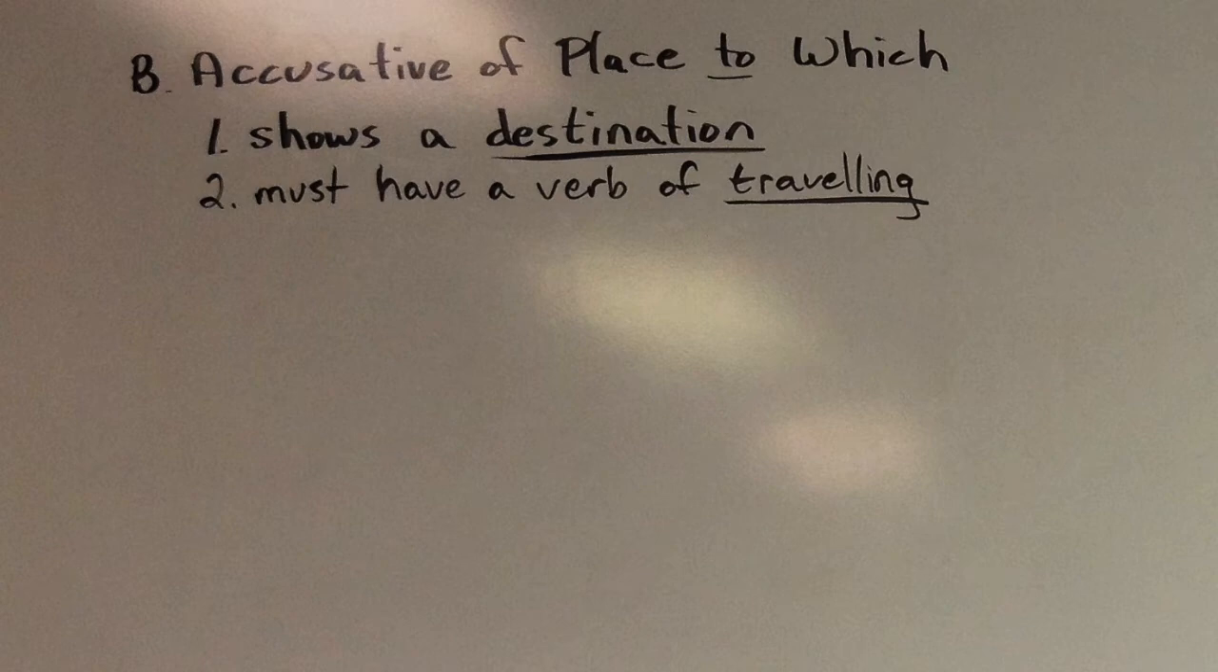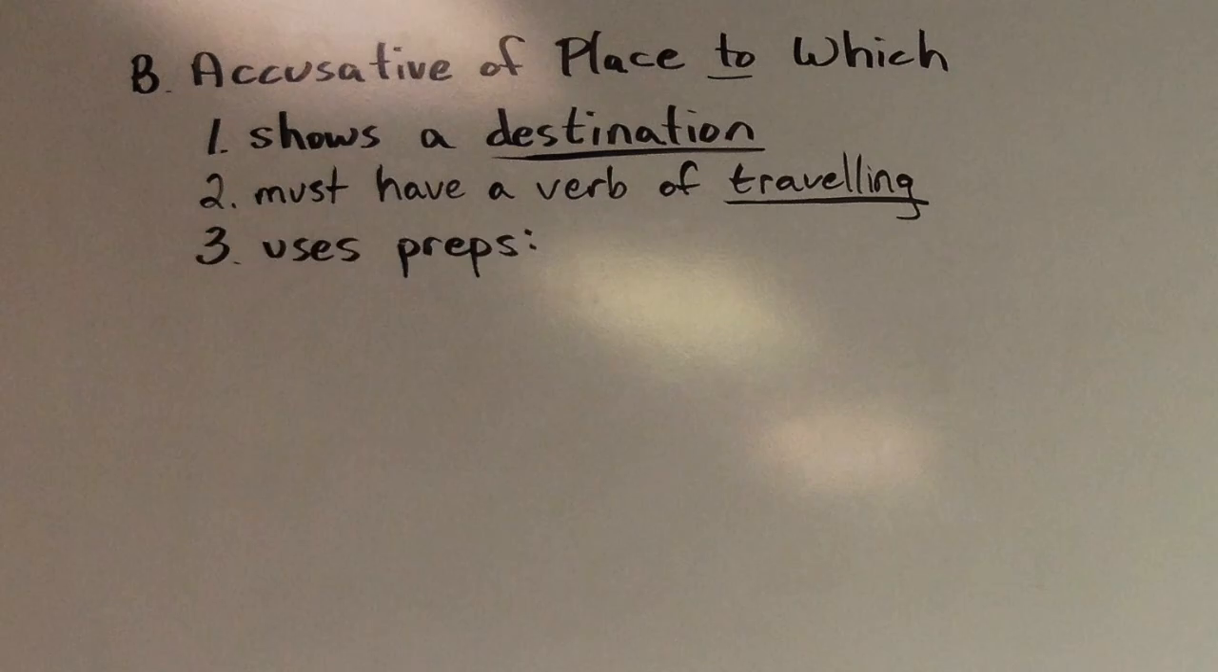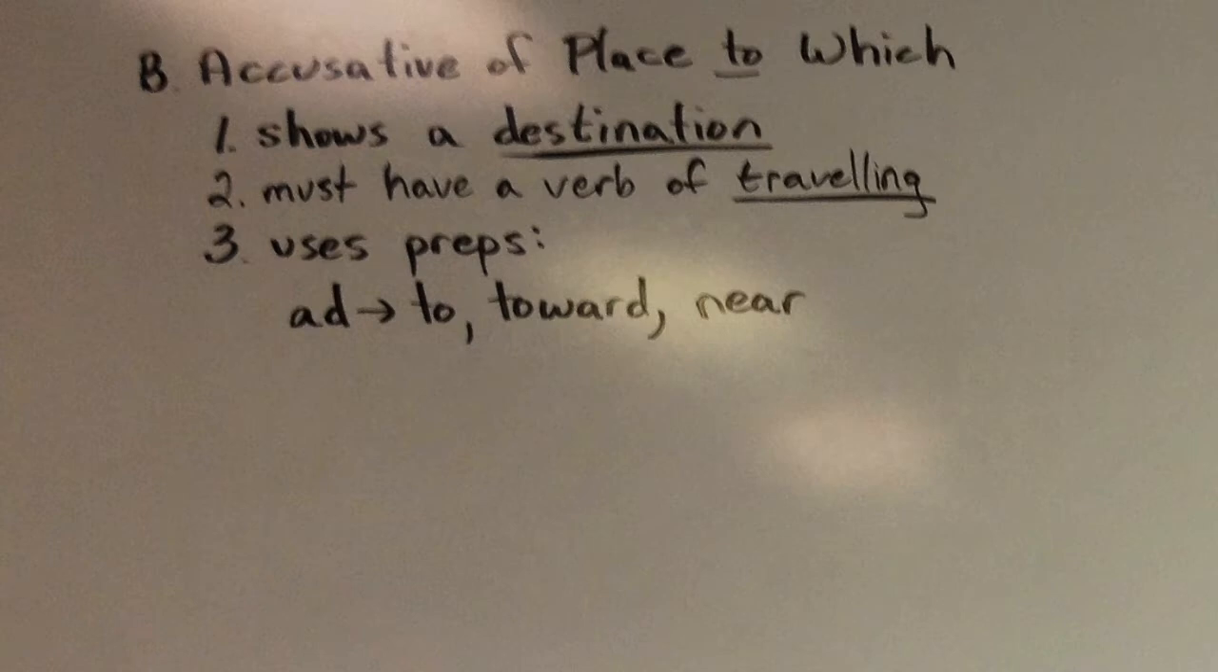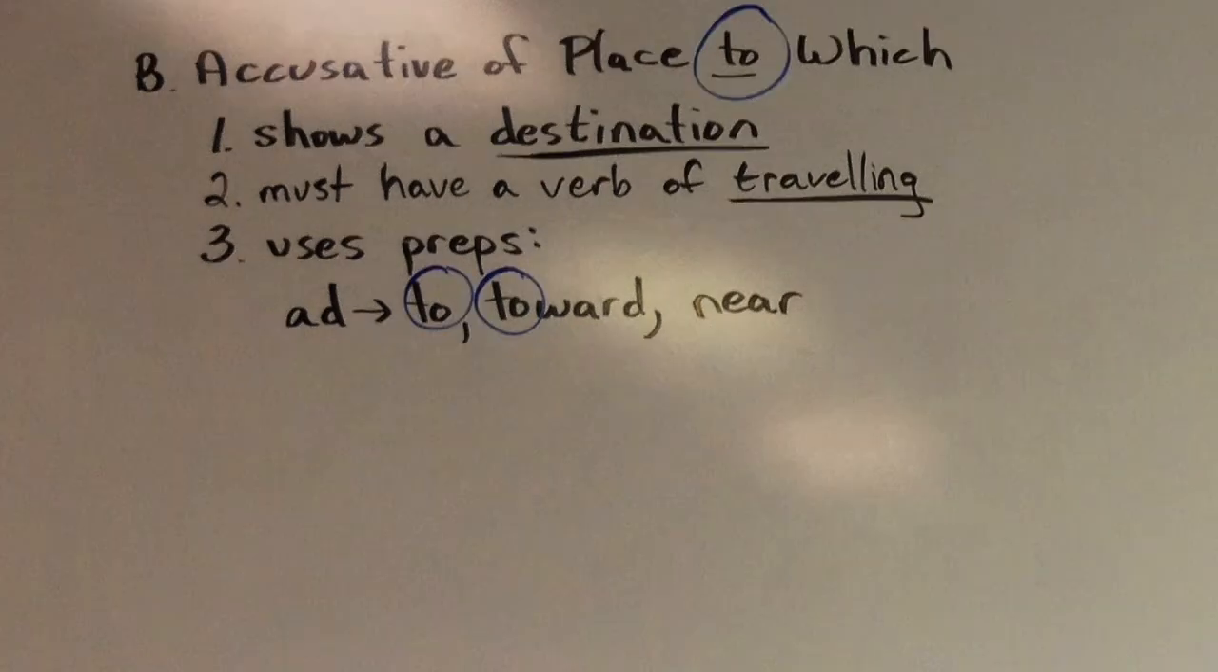And we'll see the same thing in our Latin sentences. So the accusative of place to which indicates a destination, and will always be paired with some form of travel. There will be three prepositions associated with it in Latin. The first is ad, which means to, toward, or near. Notice that two of those English prepositions, to and toward, contain the word to in them, which is part of that construction name, accusative of place to which.